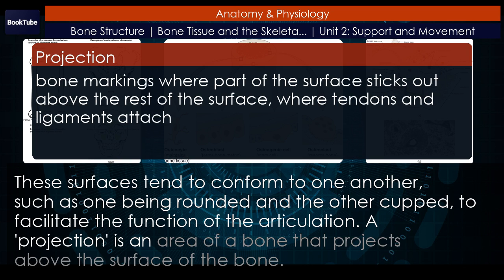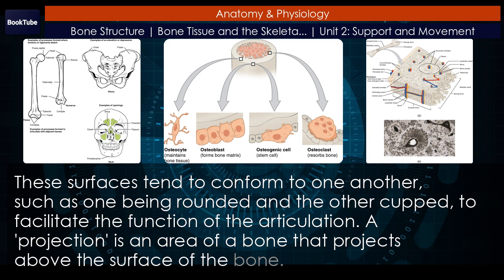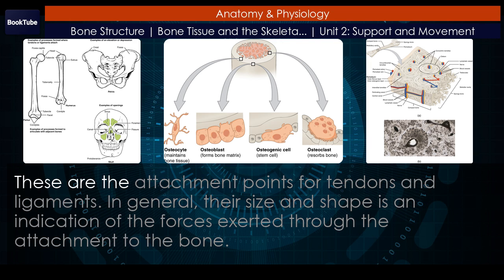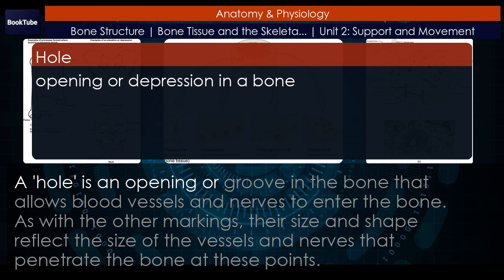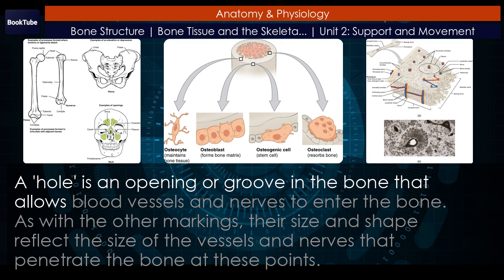A projection is an area of a bone that projects above the surface of the bone. These are the attachment points for tendons and ligaments. In general, their size and shape is an indication of the forces exerted through the attachment to the bone. A hole is an opening or groove in the bone that allows blood vessels and nerves to enter the bone. As with the other markings, their size and shape reflect the size of the vessels and nerves that penetrate the bone at these points.